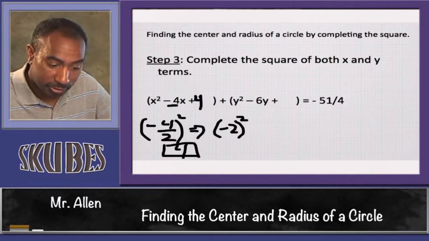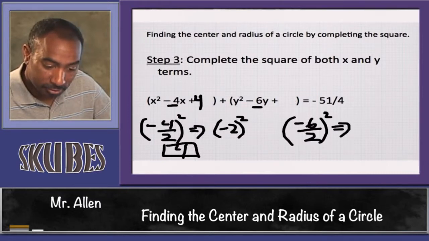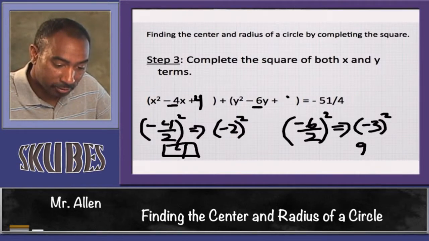My linear coefficient is negative 6. So I take negative 6, I divide it by 2, I square the result. So 2 divides into negative 6 negative 3 times. If I square that, I get 9. So I add 9 here to complete the square.